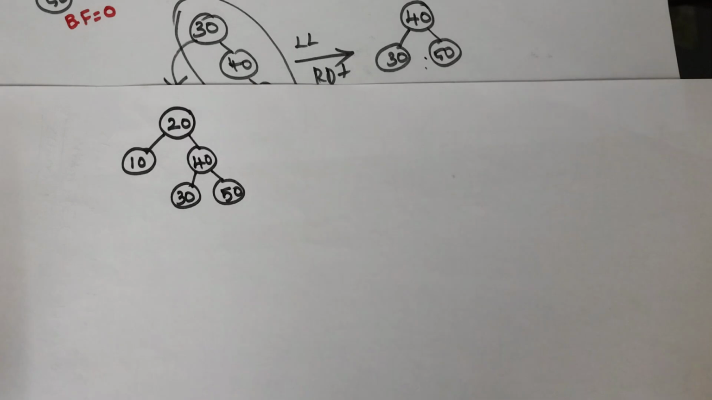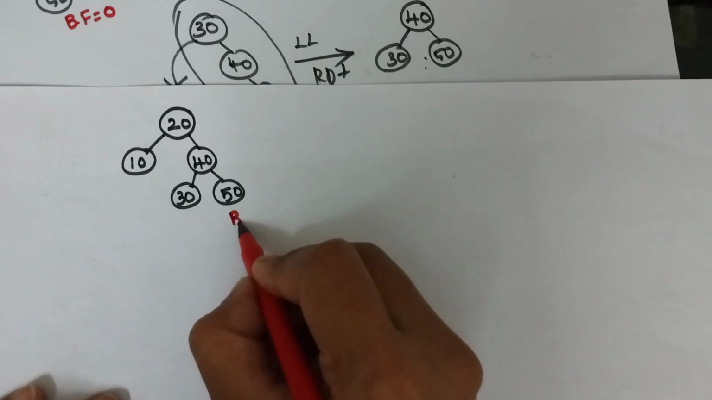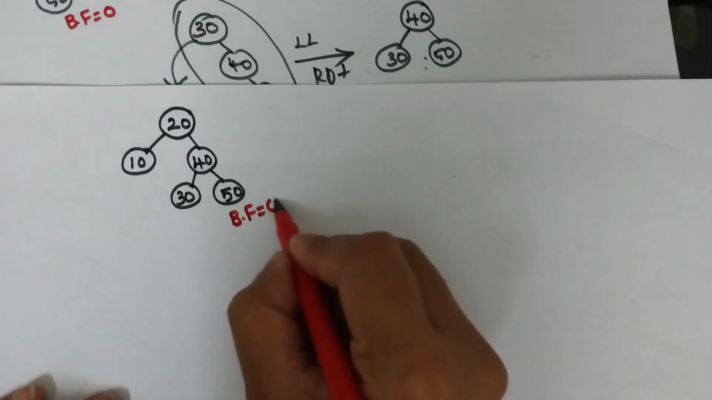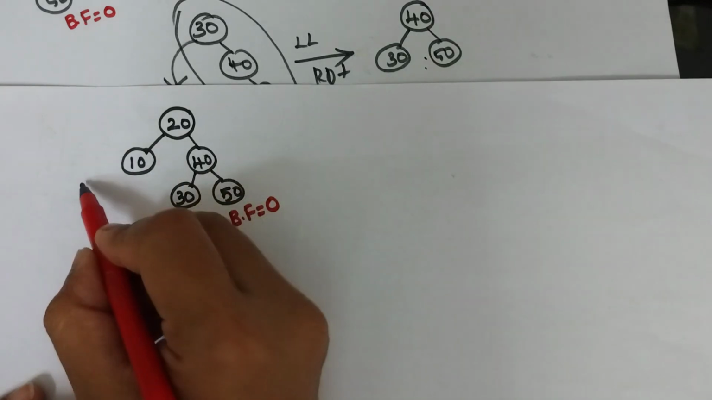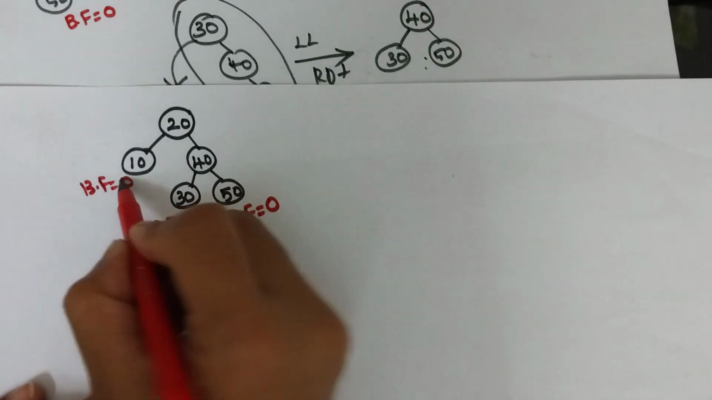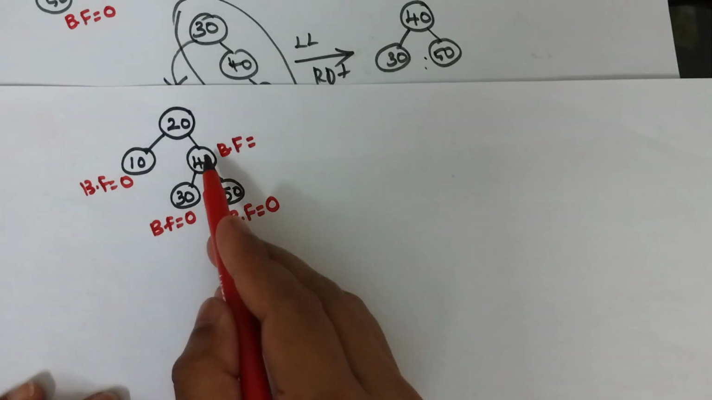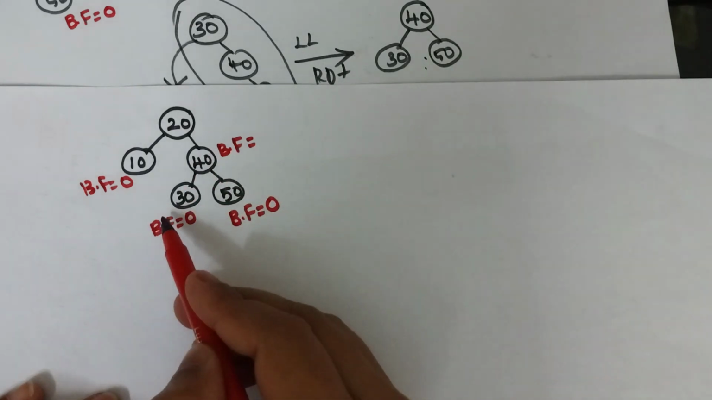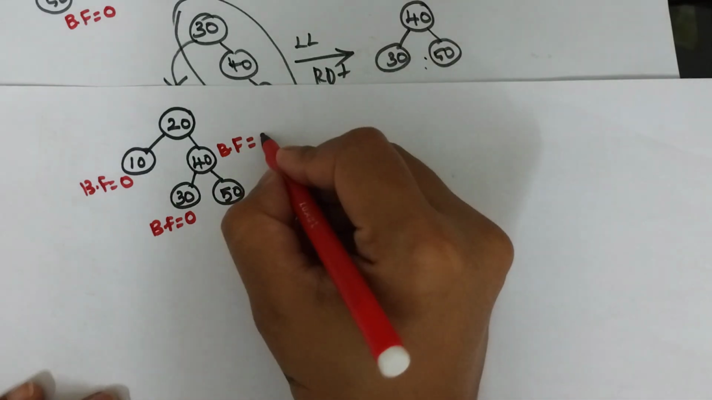Now we'll try to find the balance factor for this tree and see whether it is balanced or not. What is the balance factor for 50? 0, because it is a leaf node. What is the balance factor for 30? It is 0 because it is a leaf node. What is the balance factor for 10? Again it is 0 because it is a leaf node. Now coming to the balance factor for 40. What is the height of the left subtree? 1. What is the height of the right subtree? 1 again. So 1 minus 1, 0.